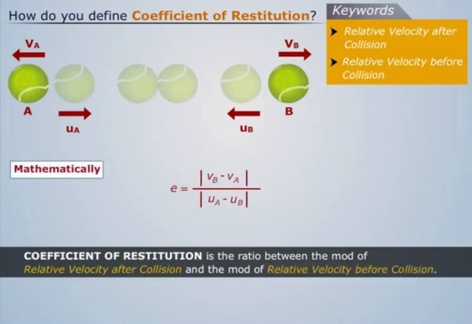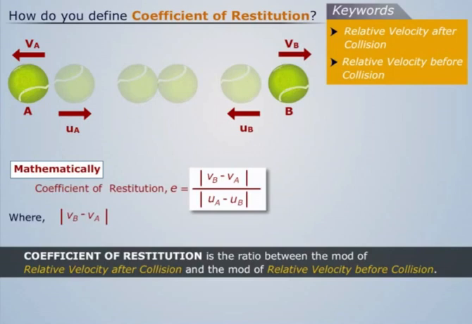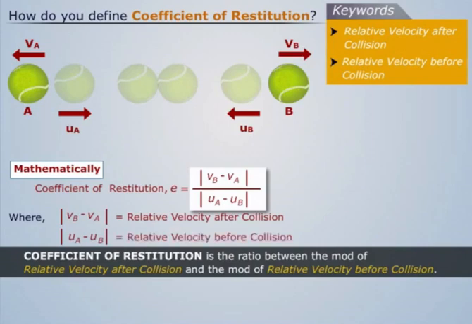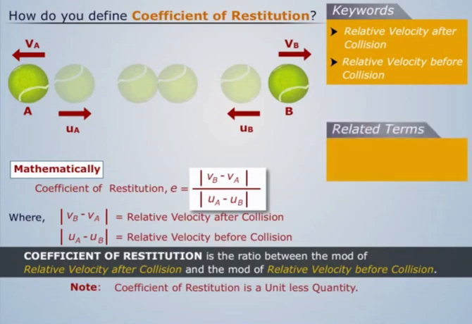Mathematically, coefficient of restitution is represented as MOD of VB minus VA by MOD of UA minus UB, where MOD of VB minus VA is the relative velocity after collision, and MOD of UA minus UB is the relative velocity before collision. Note that the coefficient of restitution is a unitless quantity. Related terms are the impact of bodies and perfect collision.